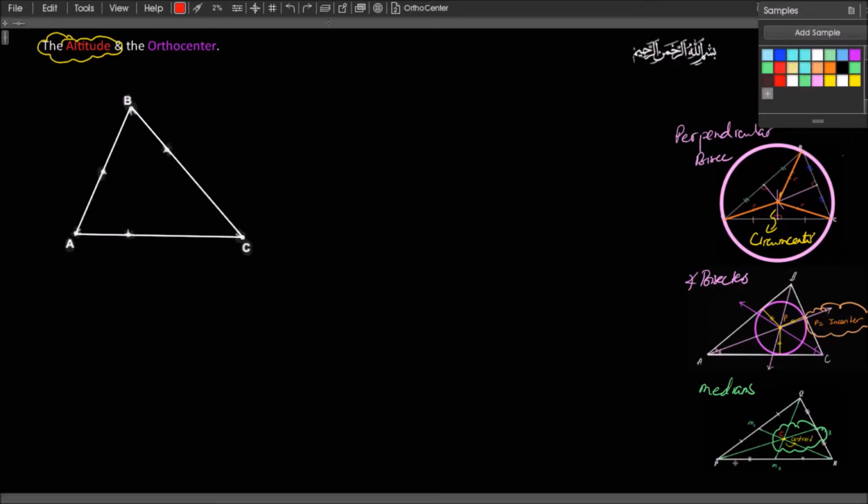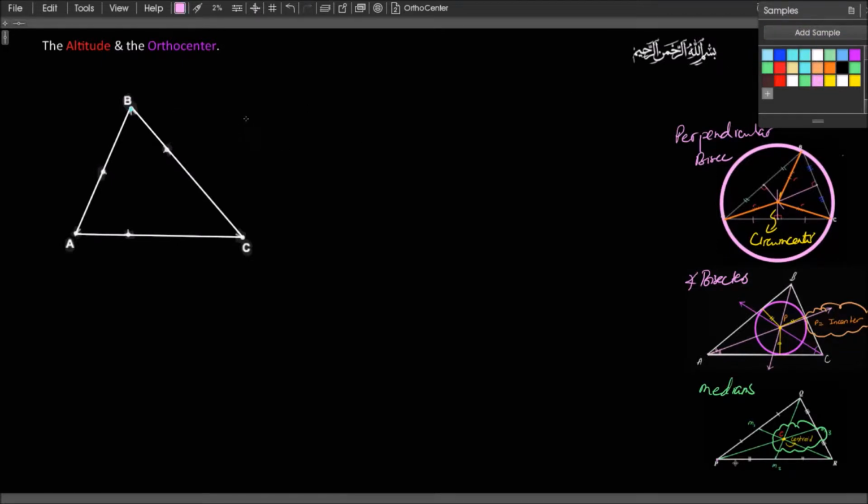Today, inshallah, we shall talk about the altitude and their point of concurrency, which is named the orthocenter. The term ortho is another name for perpendicular. Sometimes, if you get tired of saying the lines are perpendicular, you can say the lines are orthogonal, and that would mean the same. Now, an altitude is a line that starts from one of the vertices.